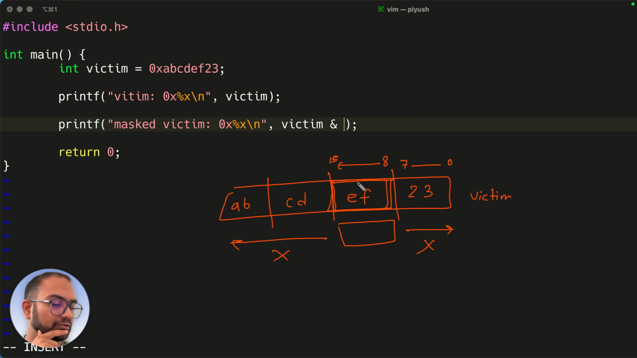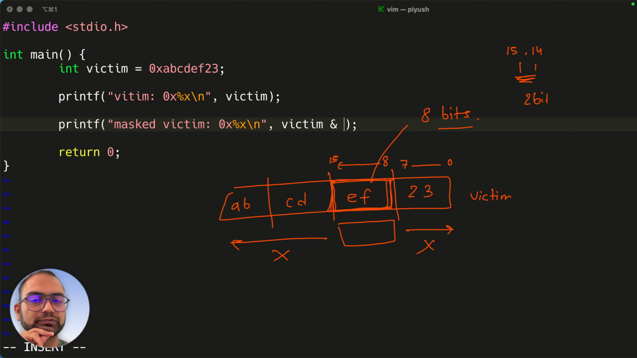So I first have to create a mask for this, and mask is how many bits here? Well, I want to isolate 8 bits. So much like in the previous, small example that we took, we wanted 15th and 14th, so 1, 1, and this mask was a 2-bit mask. So here I want to create an 8-bit mask. How do I do that?